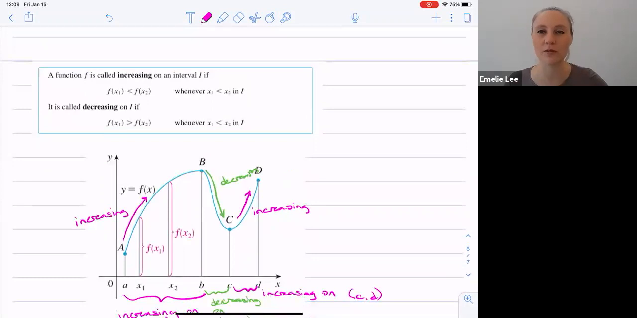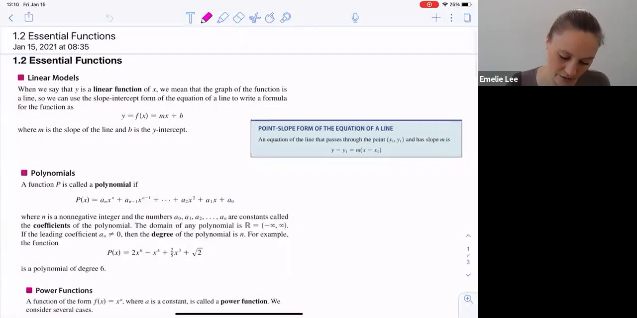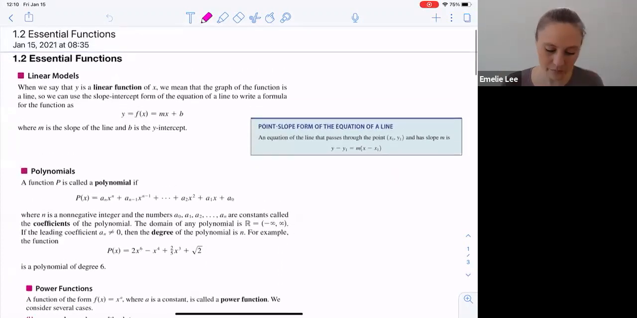1.2 is just a review of all these essential functions that we need to recognize and need to kind of know what they look like. The 1.2 notes are really bland and really boring. I managed to squeeze it onto 2 pages. So if you wanted to have it handy somewhere just to refer to throughout the course, that might be useful.